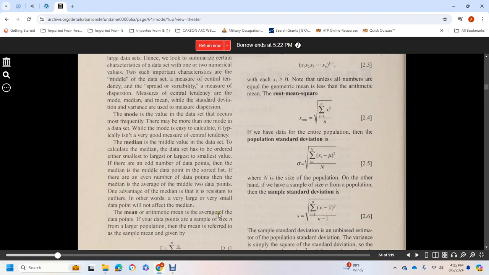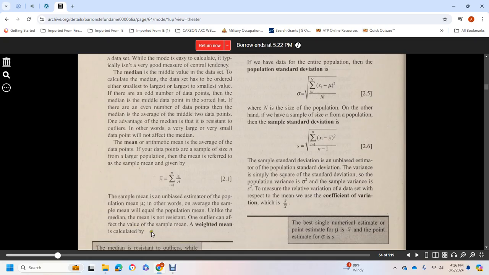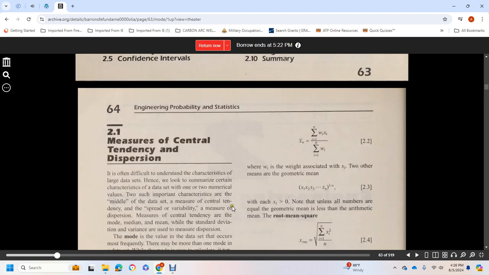Mean is the arithmetic mean, the average of the data points. If the data points are a sample of size n from a large population, they are referred to as a sample, given as x, and the sample mean x-bar is equal to the sum of the x sub i over n. The sample mean is an unbiased estimate of the population mean mu. In other words, the average of the sample means is equal to the population mean. Unlike the median, the mean is not resistant to outliers; outliers affect the value of the sample mean.